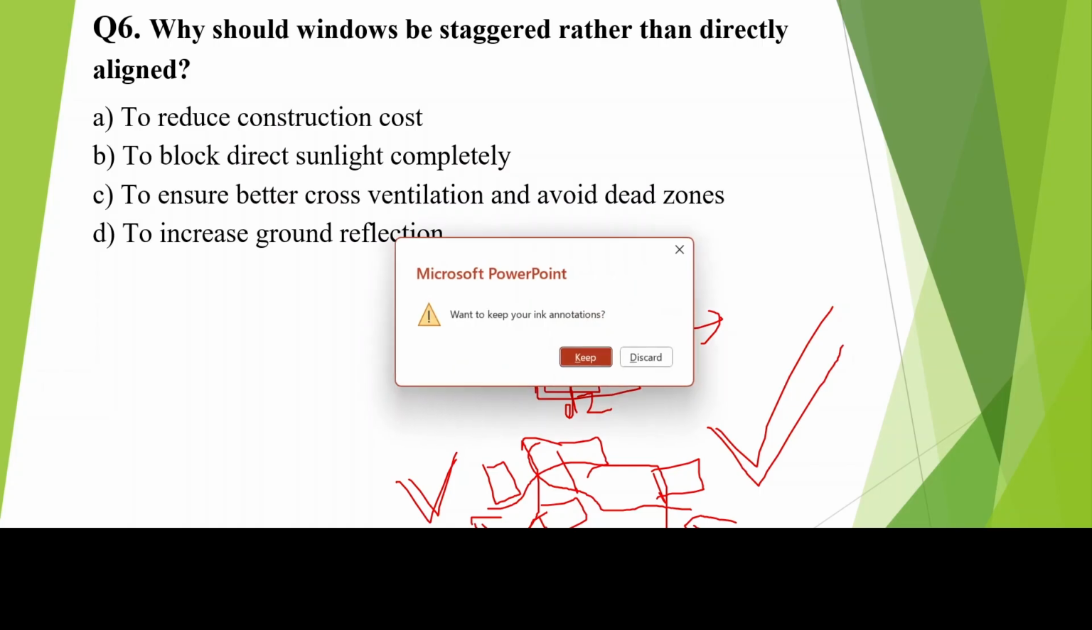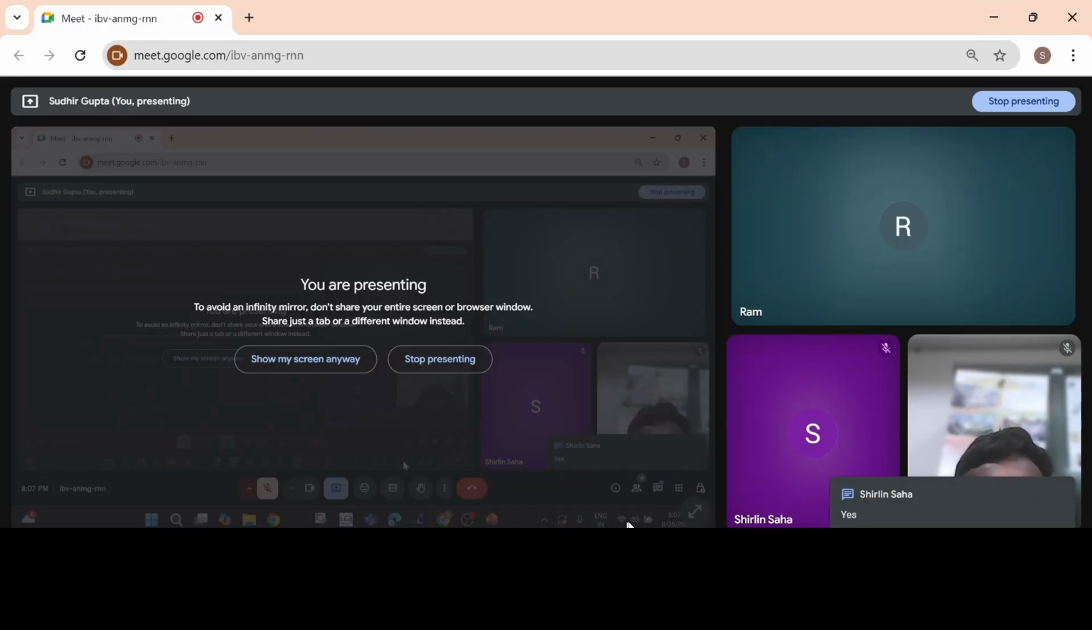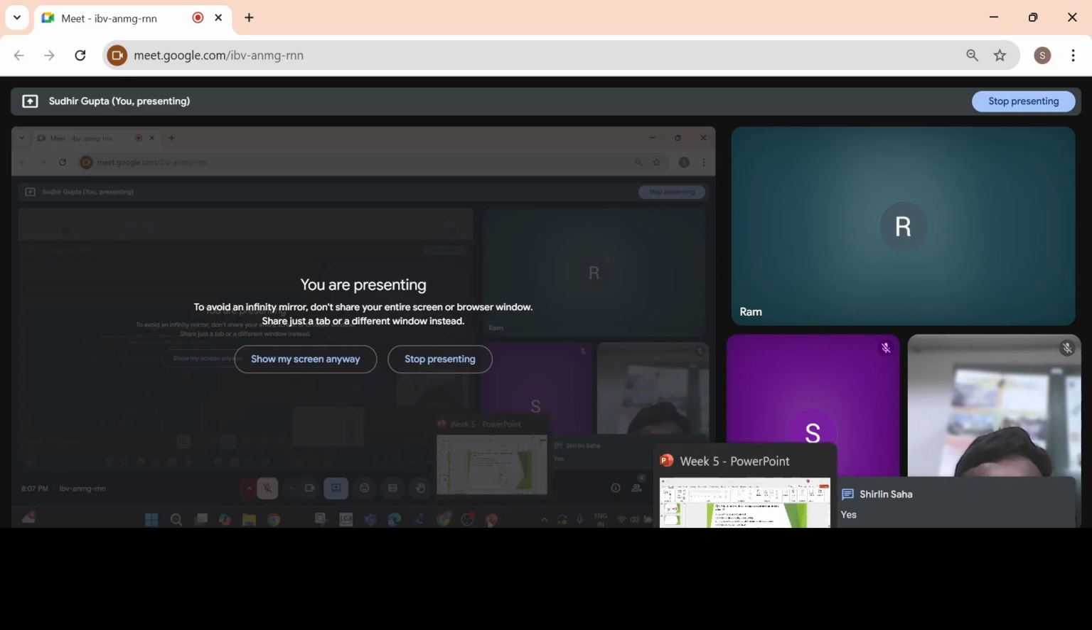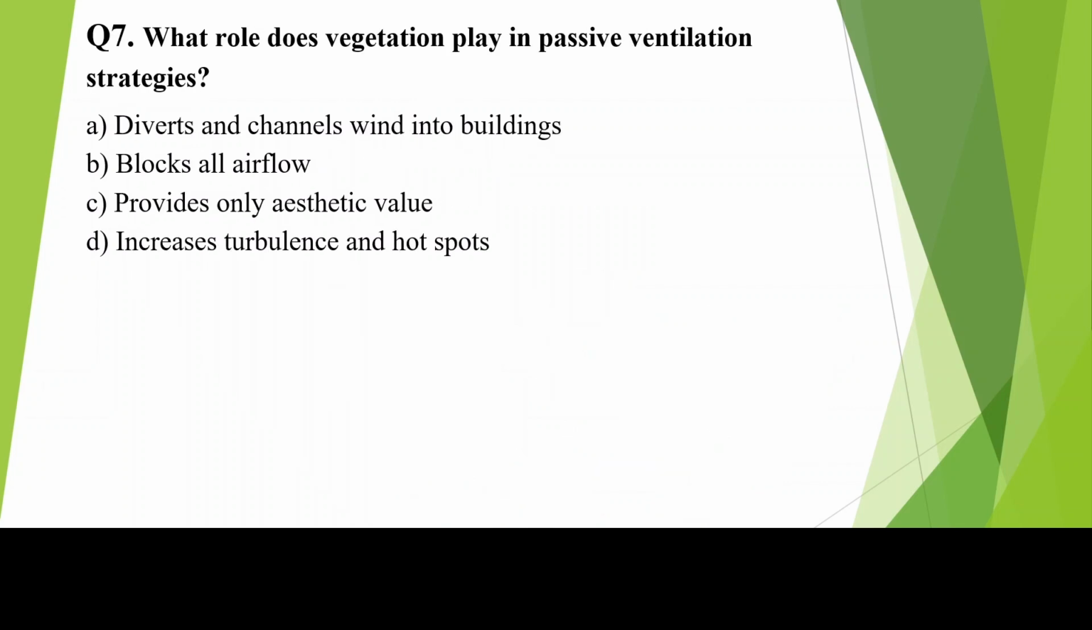So with this, let's move to the next question then. If you have got the answer, please let me know. Yeah, sure. So here is the seventh question for you. What role does vegetation play in passive ventilation strategies?